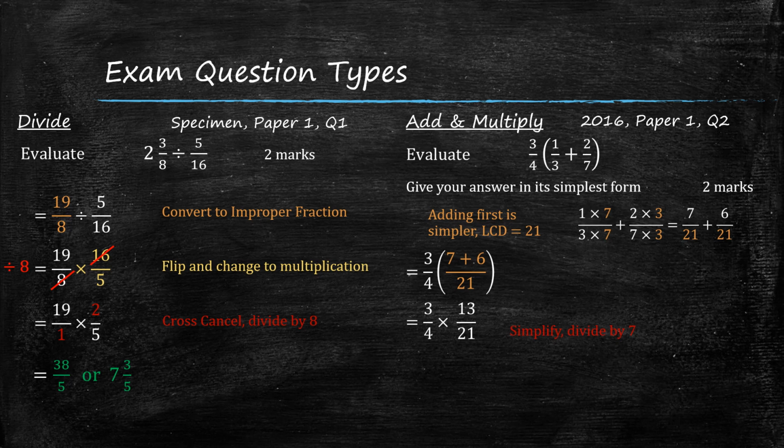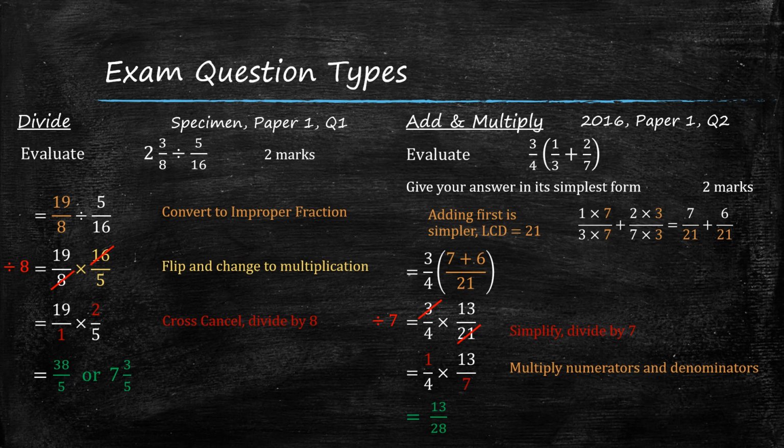Now the next thing we want to do is simplify, and we can do this by cross cancelling by 7. So this then gives us 1 over 4 times 13 over 7, and now we can multiply the numerators and multiply the denominators, and this gives us 13 over 28 as our answer.